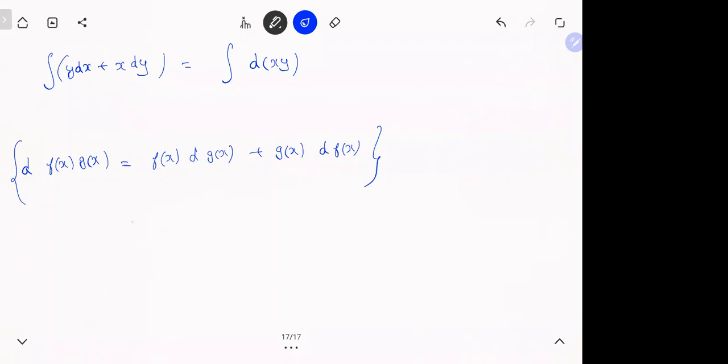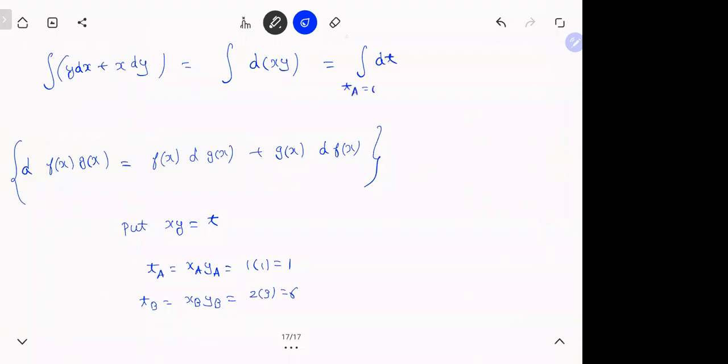So how do you solve this? Put x into y as some t, some variable. So what is tA? tA is xA yA, which is 1 into 1. What is tB? Which is xB yB, because you took xy equal to t, which is 2 into 3, 6. Then this becomes dt with limits from tA, which is 1, to tB, which is 6. Can you see how easy it became to integrate?